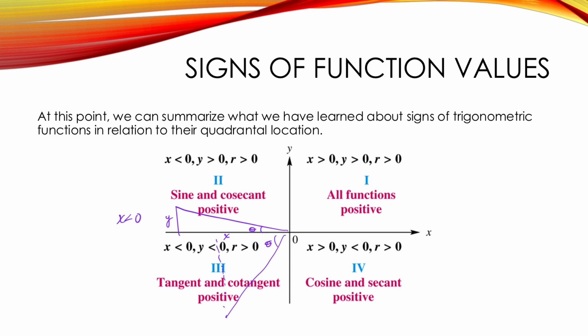And when we move into quadrant 4, if we think of our angle theta here, now x is positive, but y is negative. So the only positives that we're going to have in our ratios are going to be the ones that involve x and r, which is adjacent over hypotenuse, which is cosine, and then 1 over cosine, which is secant. So we notice that cosine and secant are the other ones positive in the 4th quadrant.